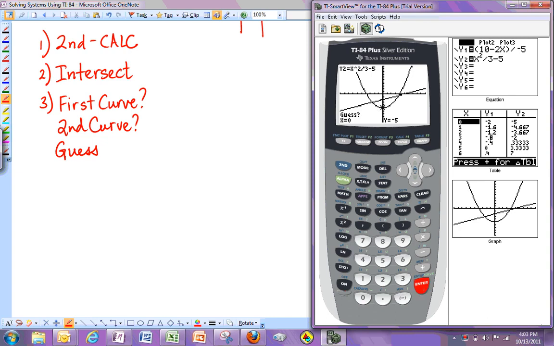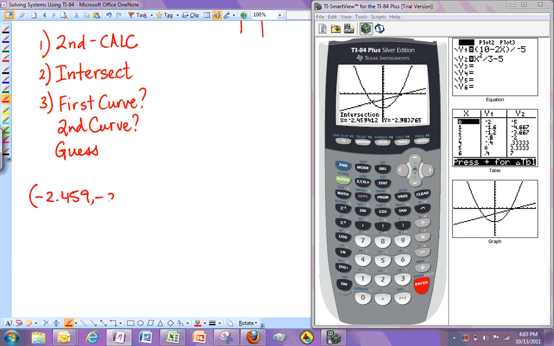So now I've marked my 2 curves. Now the guess is the important part. That's where you want to move the cursor. So either I'm going to guess here or I'm going to guess here. Let's say I want to get the left one first. That's why I moved the cursor over here for guess. So you can see I'm hitting the left until I get reasonably close. It doesn't have to be perfect. There it is. I'll hit enter. And there's my intersection point. So right here I'll write down on the side negative 2.459, comma, negative 2.938. Okay?